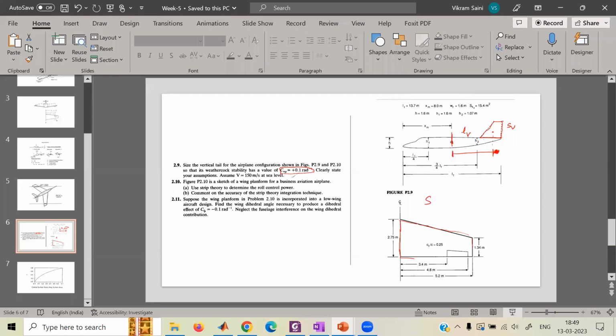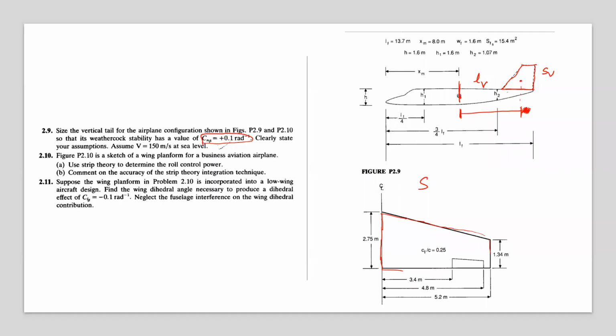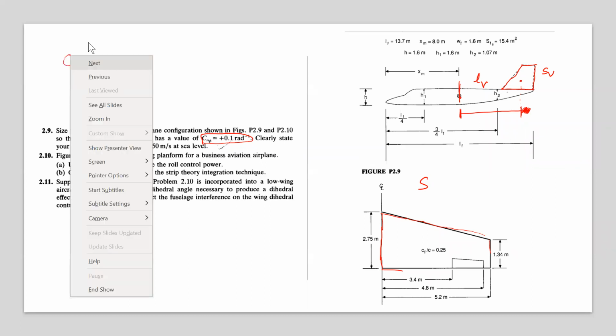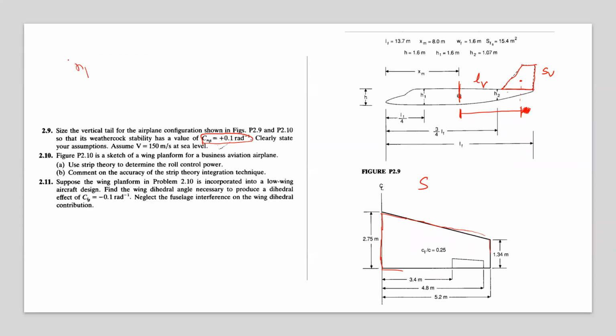So this is the geometry of the wing. I'll probably put everything here, and you can find out the rest. I've given the ideas about everything.